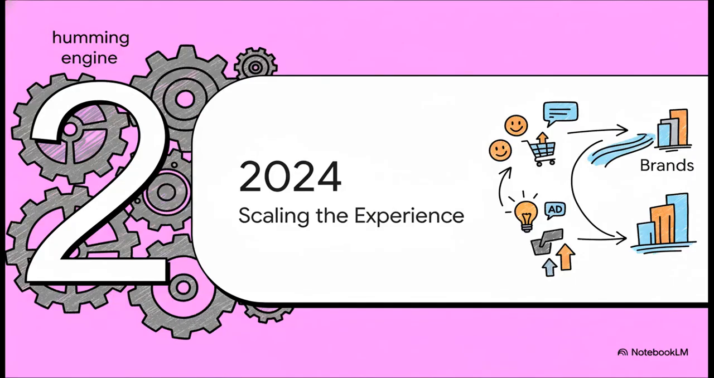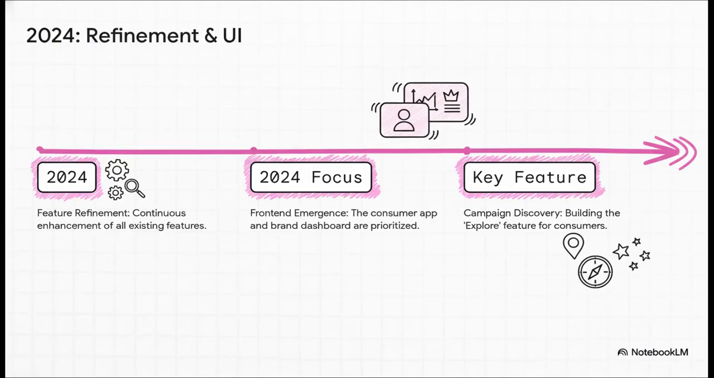Okay, let's move on to 2024. The engine is built, it's humming along nicely in the background, so now the focus shifts. It moves from the back-end machinery to the front end, what the consumers and the brands actually see and interact with. Yeah, 2024 was all about refinement. It was about building a beautiful, intuitive layer right on top of that powerful backend.